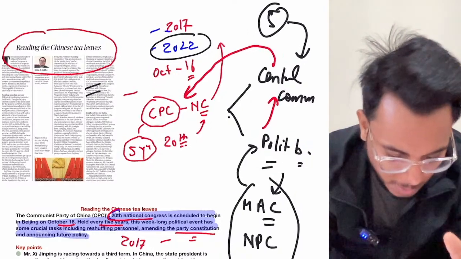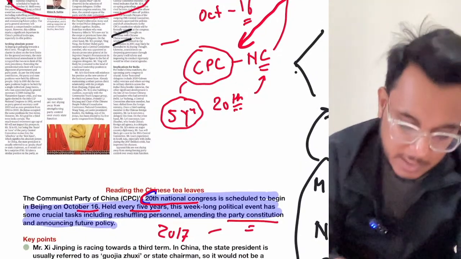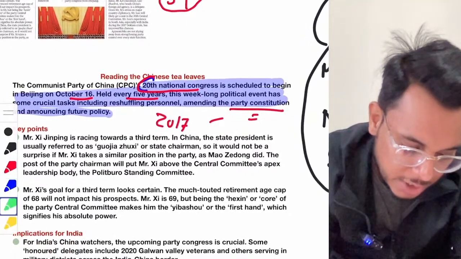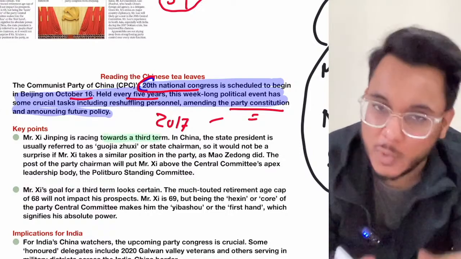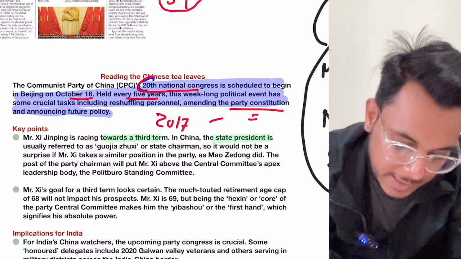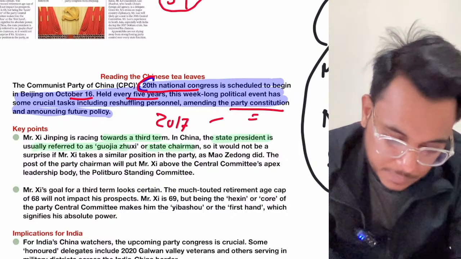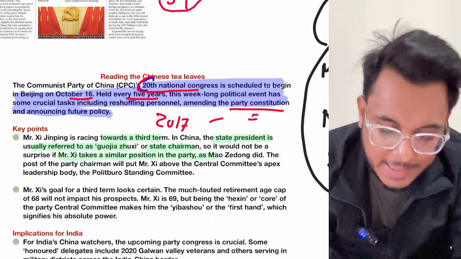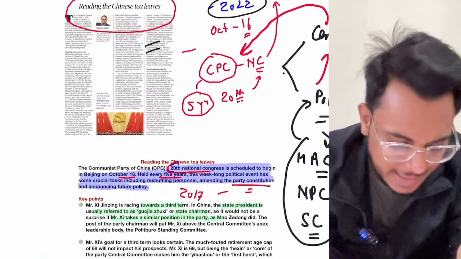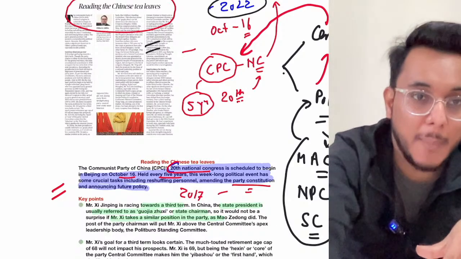Okay, now the article is talking about certain things, that Mr. Xi Jinping is racing towards the third term. So in 2022 he will be starting the third term. The state president is usually referred to as Guojia Zhuxi. Mr. Xi might take a similar position as Mao Zedong in the past. Now understand one thing, the article is talking about what might happen.